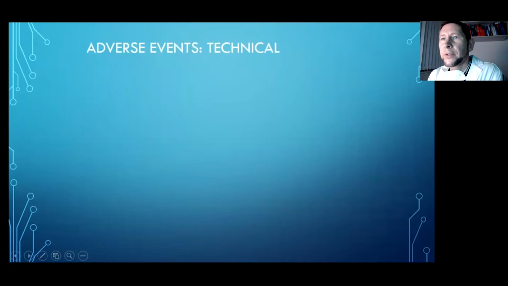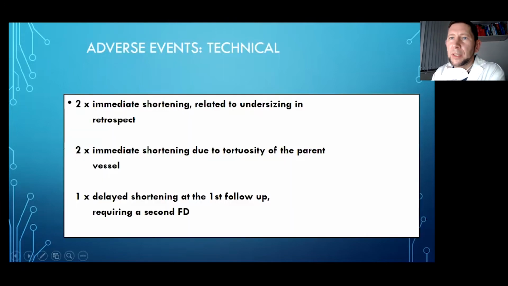So talking about adverse events, we had a couple of technical events. 2 times we had an immediate shortening, which was related to undersizing in retrospect. We had 2 times immediate shortening due to the tortuosity of the parent artery. And we had 1 delayed shortening at the first follow-up, requiring an additional second flow diverting stent.